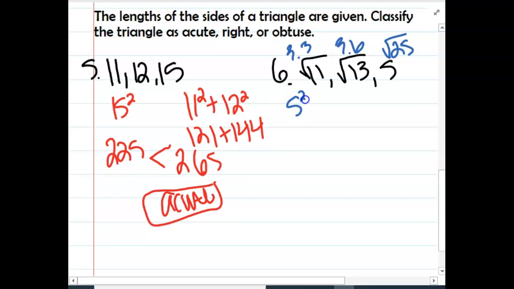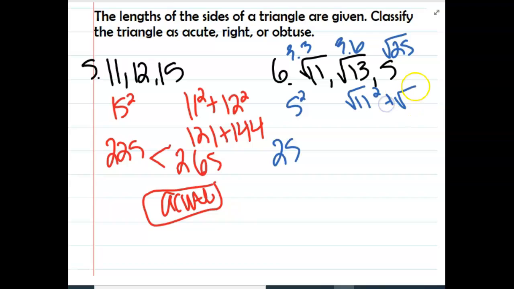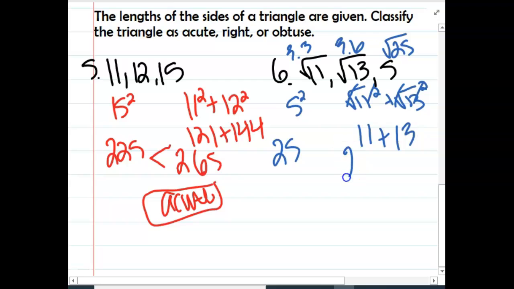So we're going to take 5 squared, which is 25. Now the other two, we're going to square them and add them. So we're going to take the square root of 11 squared plus the square root of 13 squared. What happens when you square the square root of 11? They cancel out, just like it did above, right? If I want to get rid of a squared, I square root it. But guess what? If I want to get rid of a square root, you just square it. So this gives you 11. This gives you 13, which gives you 24. And 25 is bigger than 24, which means what kind of triangle is this? Obtuse. Very good.